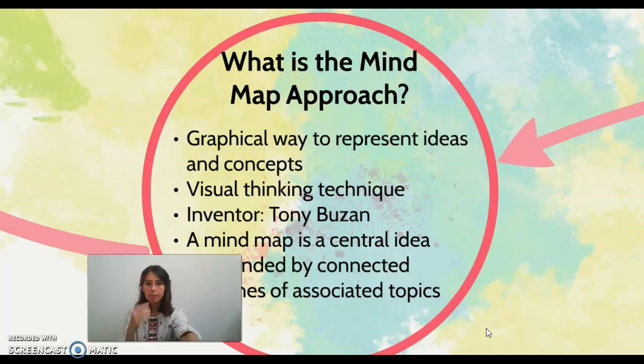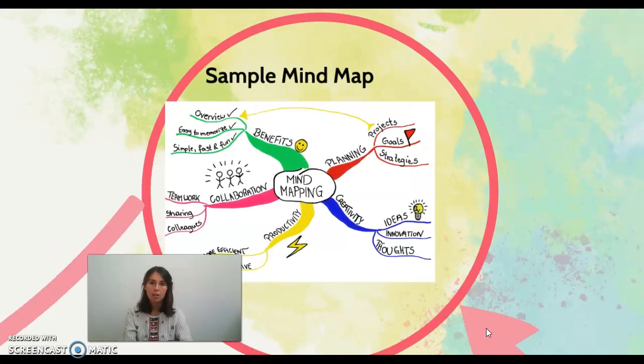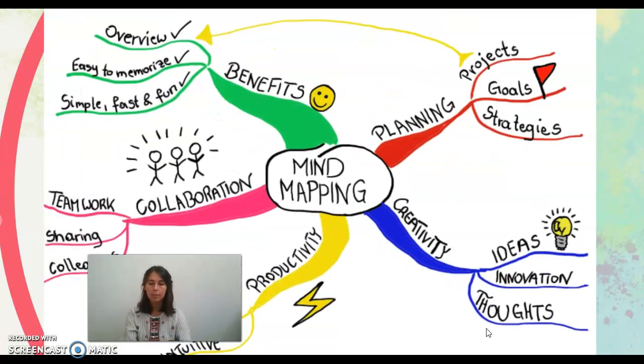So in general, in mind maps, you have a main idea or a central idea, and that's surrounded by many other branches with associated topics or smaller ideas or ideas that depend on the big one. This is an example of a mind map explaining what a mind map is. So we have a mind map or mind mapping, and it's called benefits. That's one idea. It's also helping a collaboration in general. It helps productivity, creativity, and planning.